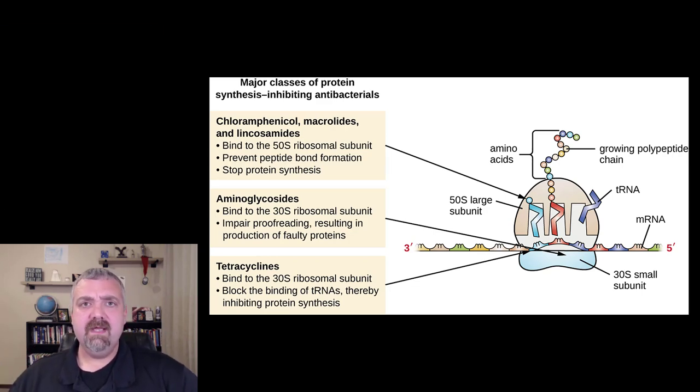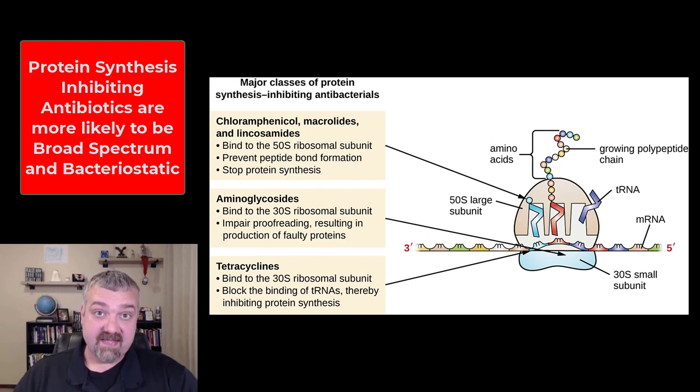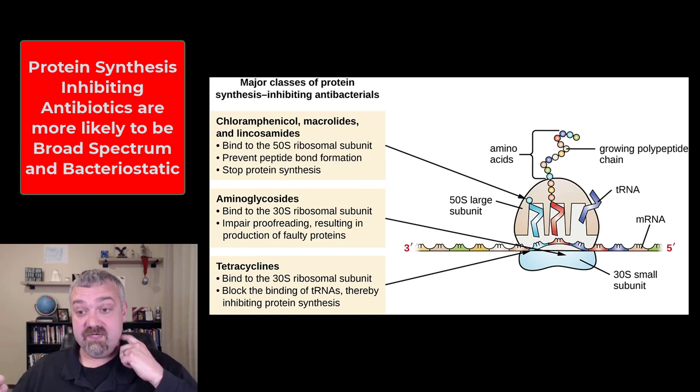So as a group, first of all, this is not true with all of them, but if you're a protein synthesis inhibiting antibiotic, you're much more likely to be broad spectrum, right? If you're a cell wall inhibitor, you're much more likely to impact gram-positive bacteria than gram-negative bacteria, because gram-positive bacteria care about their cell walls more than gram-negatives do. They have that outer lipid membrane, the gram-negatives do. But all bacteria have to make proteins, so these are much more likely to be broad spectrum.